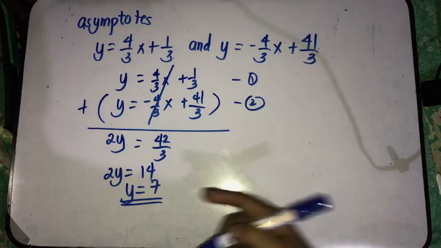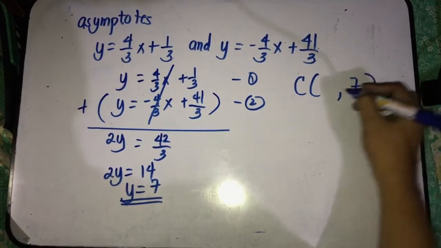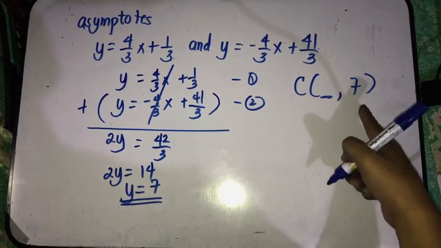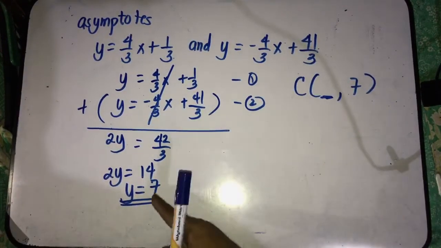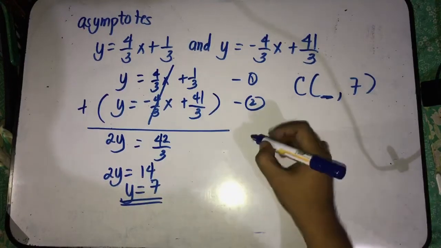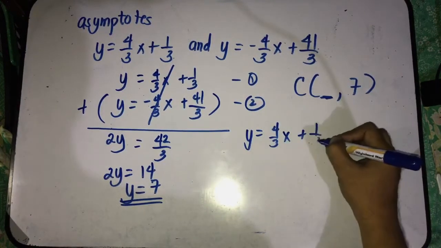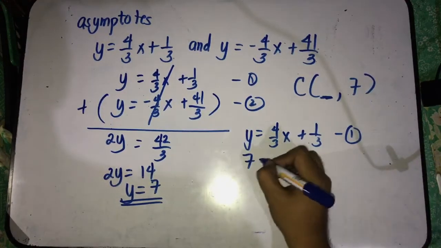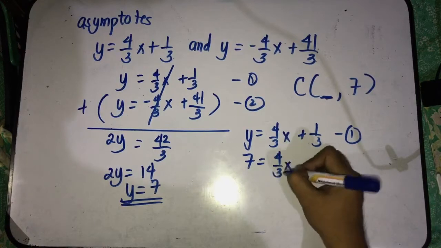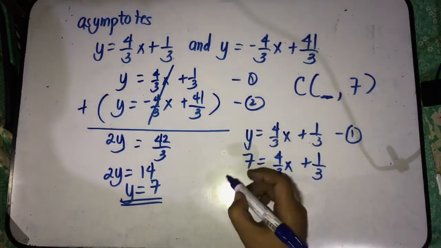Okay. Ibig sabihin, yung center natin, located na siya sa y-coordinate niya ay 7. Hanapin na lang natin si x. Paano hanapin si x? Okay, nahanap natin y is equal to 7. Y is equal to 4 thirds x plus 1 third. This is equation number 1. Lagay natin si 7. Therefore, 7 is equal to 4 thirds x plus 1 third. So, lilipat ko si 1 third sa kabila.